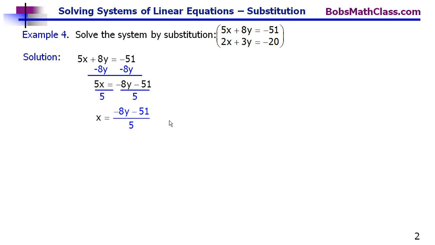Okay, so now let's write down the other row, which is the bottom row. And we're going to replace the x with this right-hand side that I have here in blue. Negative 8y minus 51 all over 5 is going to get replaced or substituted where the x is. So bring down the 2 and then replace the x with this right-hand side and then recopy the rest of the equation.